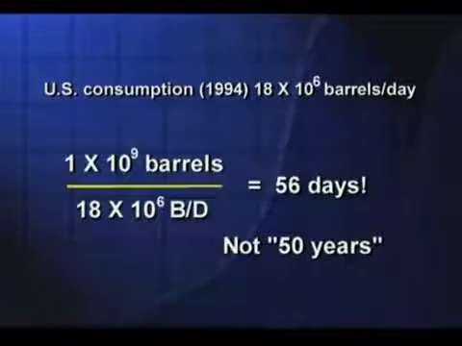They may find 1 billion barrels of oil in that undersea deposit. So 1 billion barrels, we're now consuming something like 18 million barrels a day. Do the long division, and that whole supply would meet our needs in the United States for 56 days. And what did that headline say? It said 50 years.